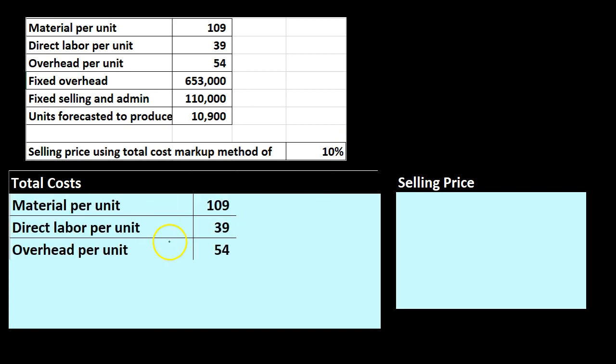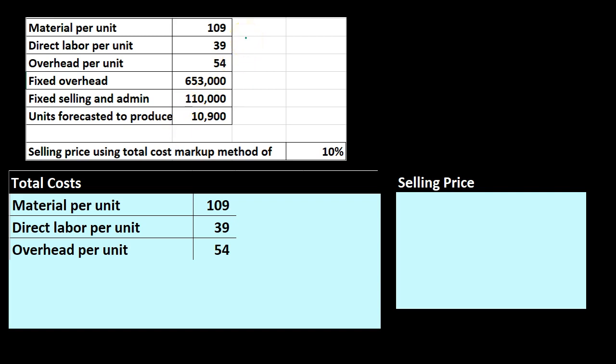All right, so to do that, we're going to have the variable items that we have within our information. That's the 109, the 39, and the 54. These are going to be the variable costs related to our unit of inventory. These are going to be the fixed costs with relation to a production level of 10,900. So this is how many units we're going to produce.